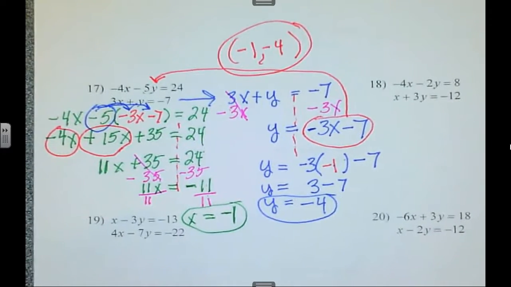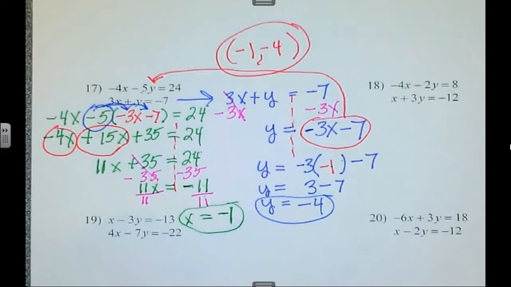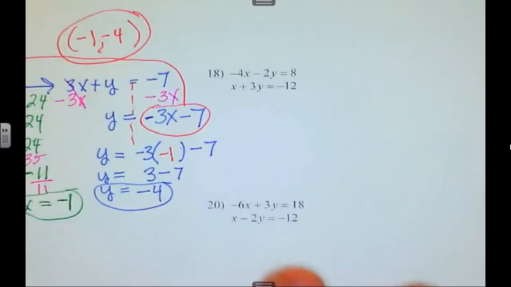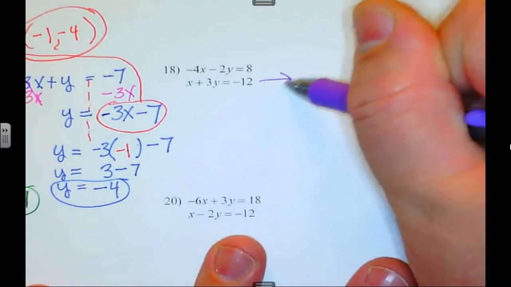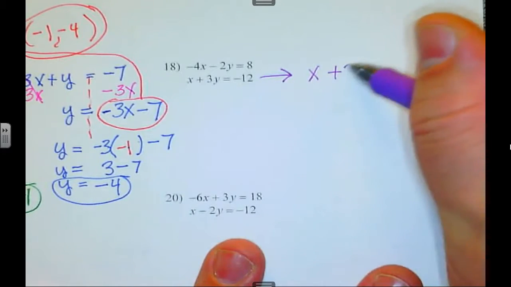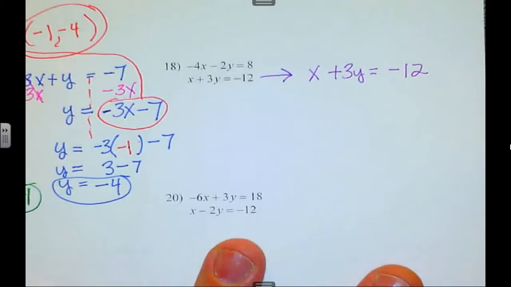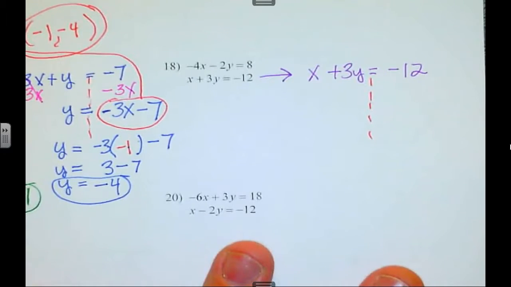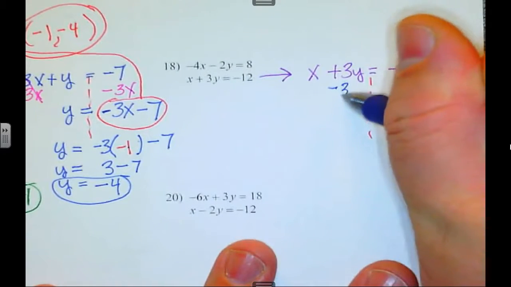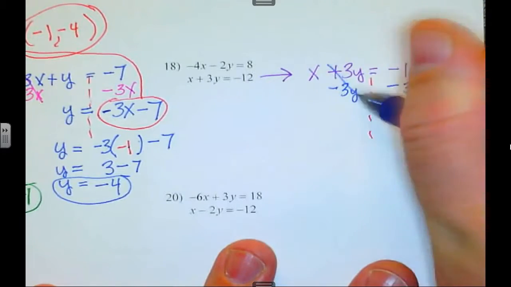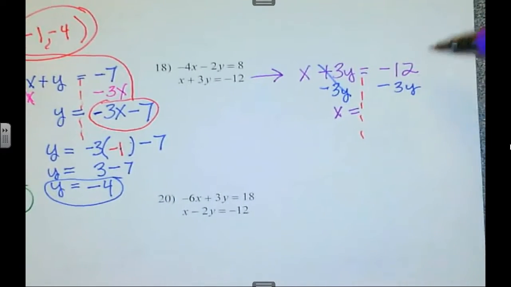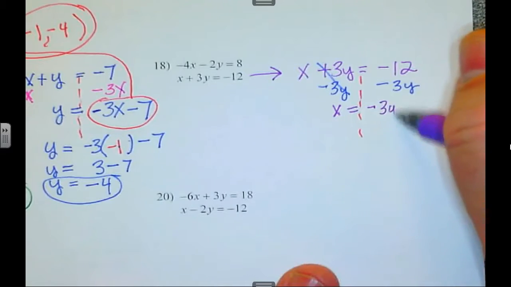Let's do 18. What variable am I going to solve for? I'm going to solve for the x in the bottom one, because it has a coefficient of 1. Okay, I'm going to subtract 3y from both sides. These add up to 0. X is going to equal, do not combine these, negative 3y minus 12.